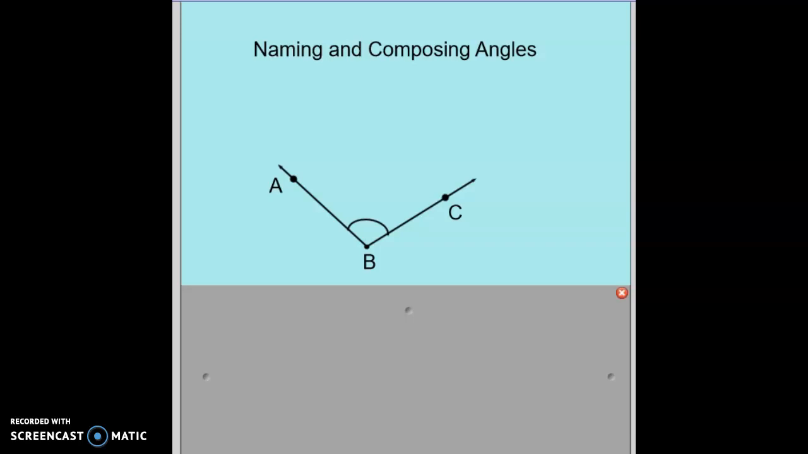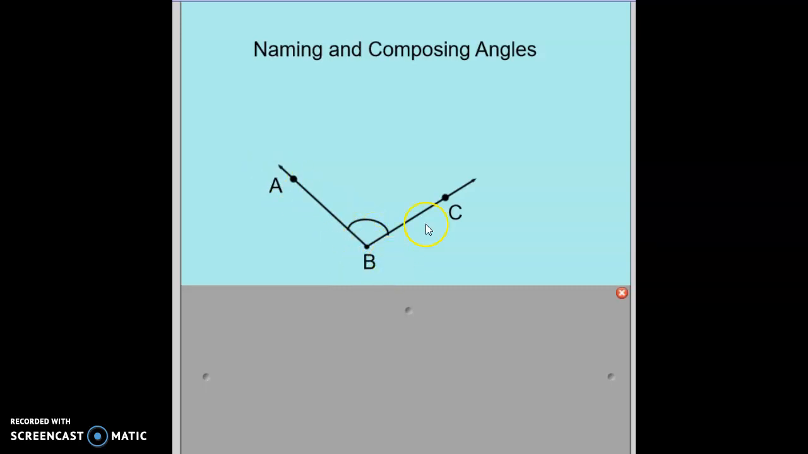Angle ABC. That's typically how we would name that angle. Its name is ABC because B is right here, at the vertex of the angle. The two sides of the angle meet at the vertex, like we've learned in the past. And so this is the midpoint, so this will always be the middle of our name. It's their middle initial or middle name.